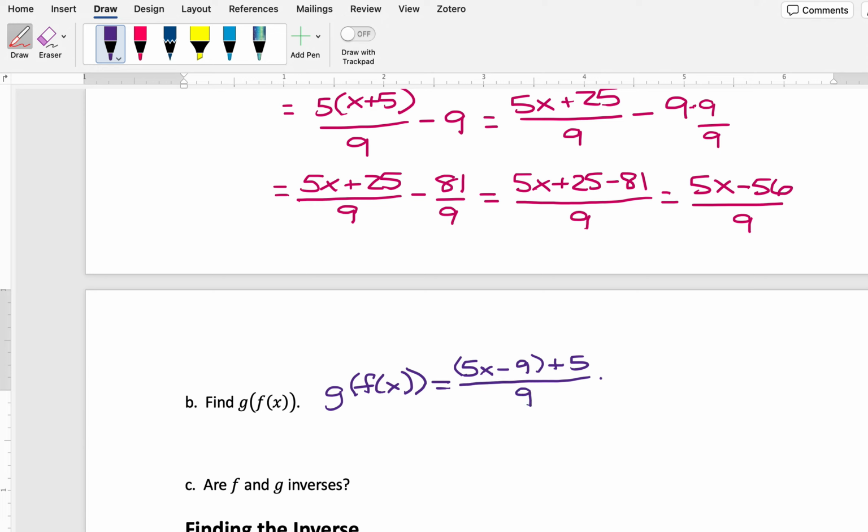Now I put this in parentheses, but I actually don't need them because I'm not multiplying it by anything or squaring it or anything like that. So 5x minus 9 plus 5 is what I have in the numerator, and that is divided by 9. 5x minus 9 plus 5 is 5x minus 4, and then divide by 9. So the answer to our f and g inverses is no, because they both don't equal x, they equal something different.